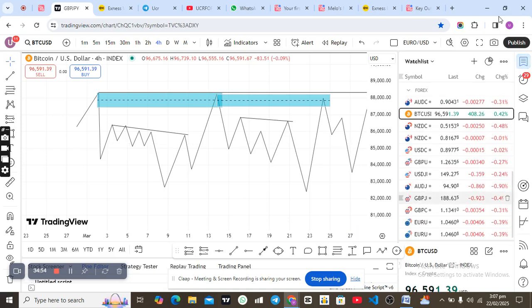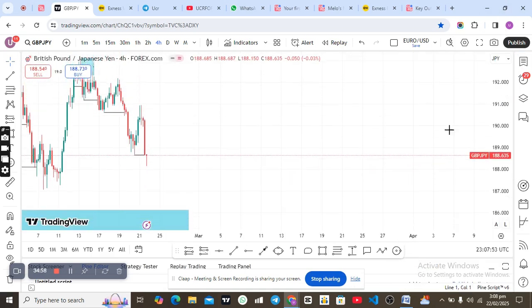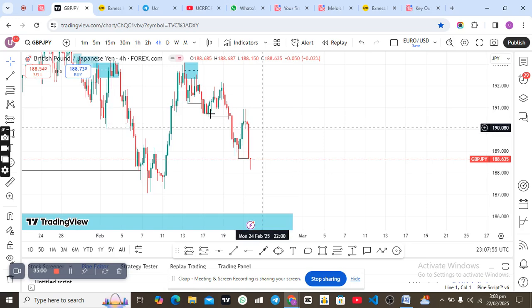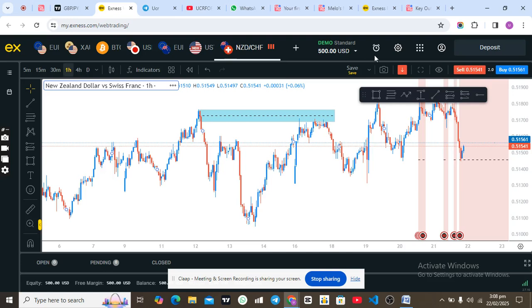Let's use GBP JPY. We equally use EUR USD as well, to explain the particular stuff. I think we are going to concentrate on this one. So now let's go to GBP JPY, then try to see how the market played out that very particular one.